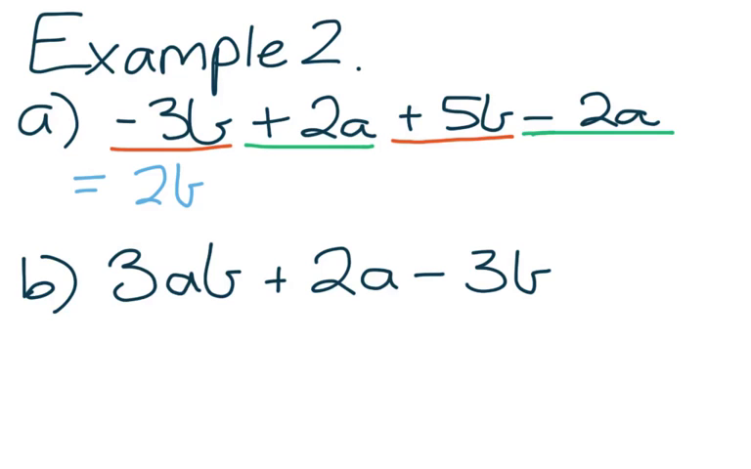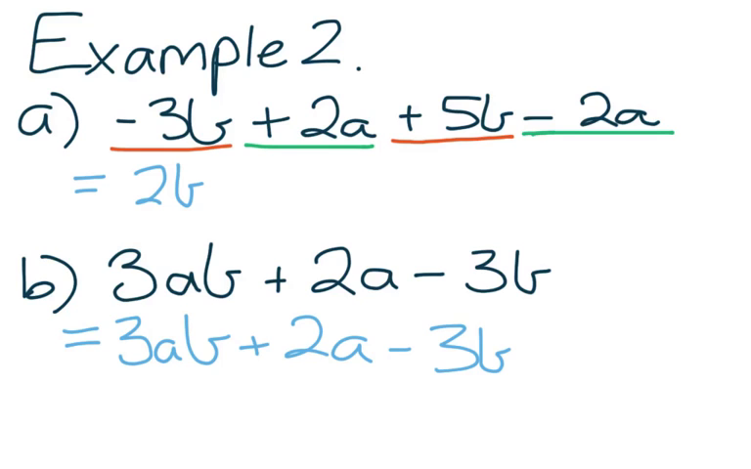When we look at the second example here, we've got 3ab plus 2a take 3b. Now, they all look like they're the same, okay, but they're actually not, because the first one has an a and a b, the second term has just an a, and the third term has just a b. So remember, the definition for like terms was same letters raised to the same power. So none of these have the same letter, which means when we write our answer, if we were asked to simplify this, it would literally be written as it started, because we cannot do anything with this question.